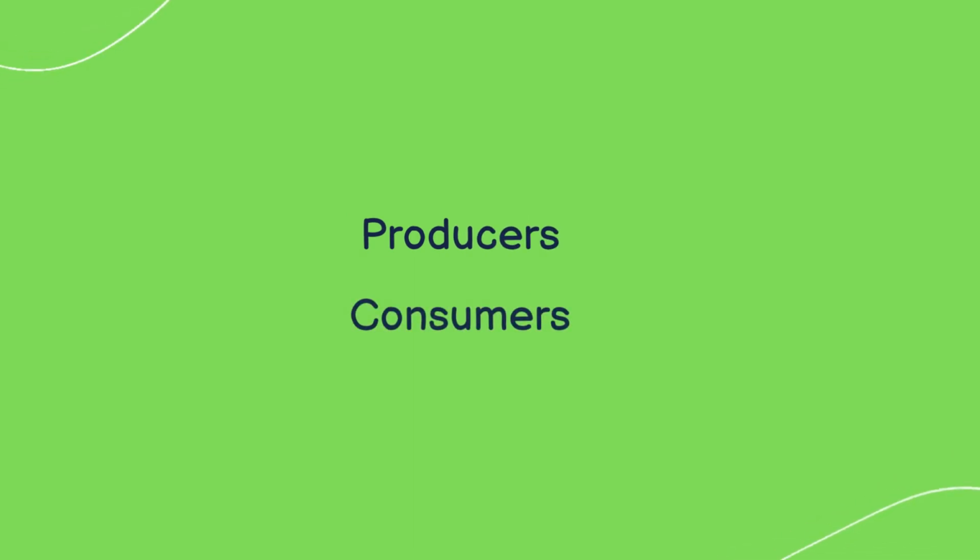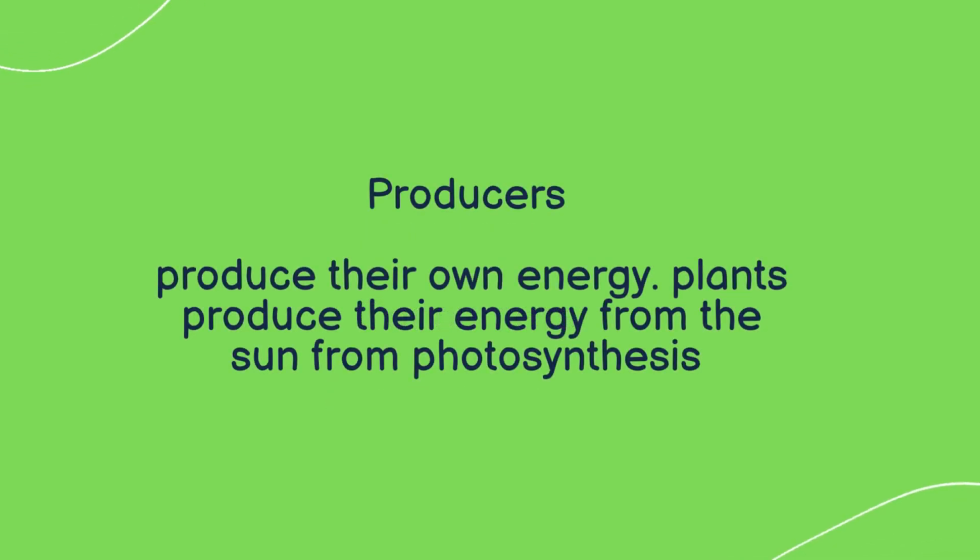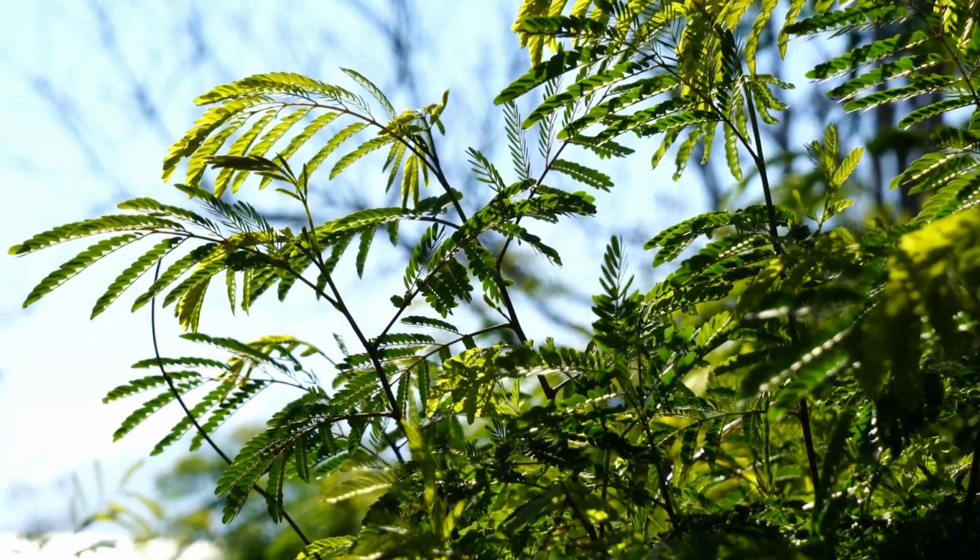These are producers, consumers, and decomposers. Producers, they produce their own energy. Plants produce their energy from the sun using the photosynthesis process.